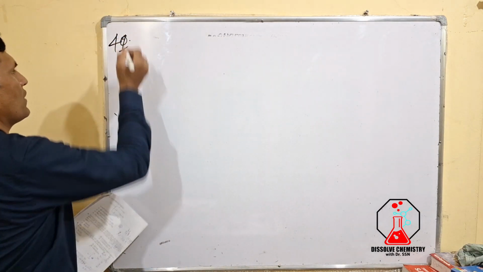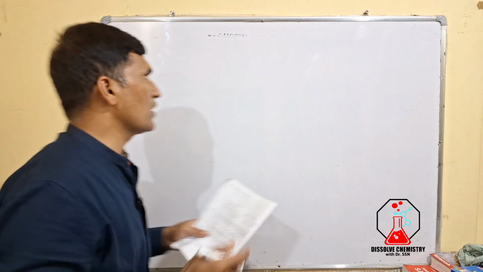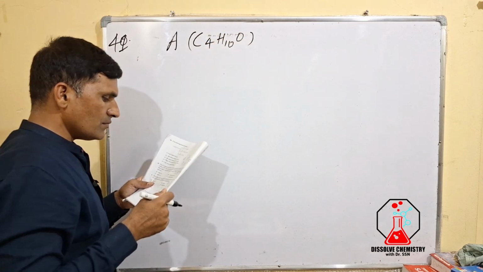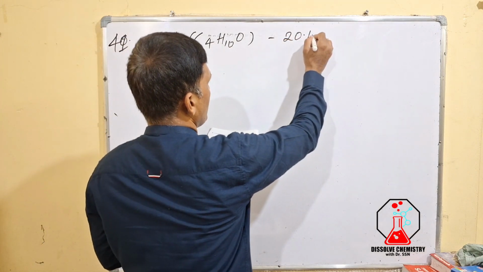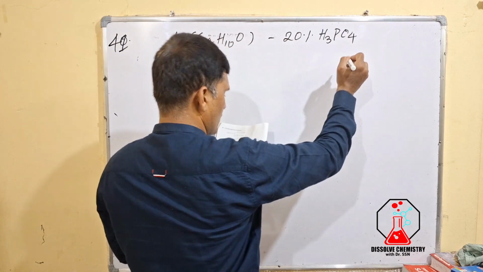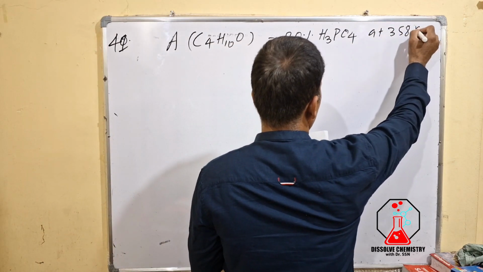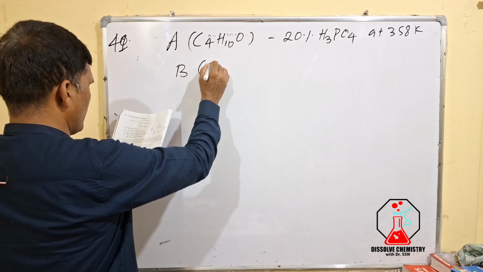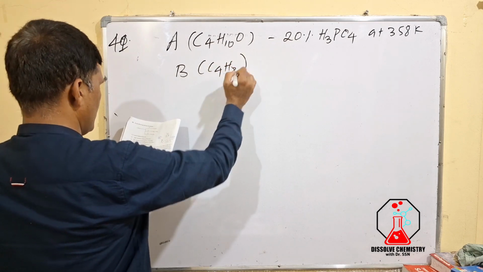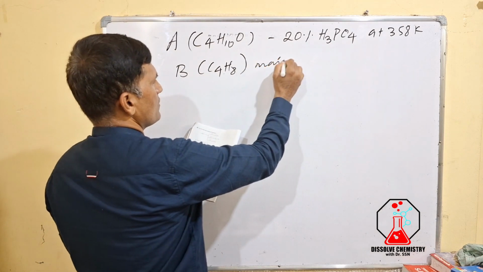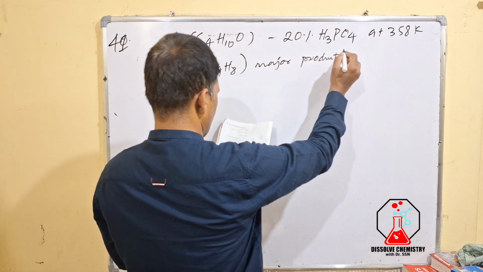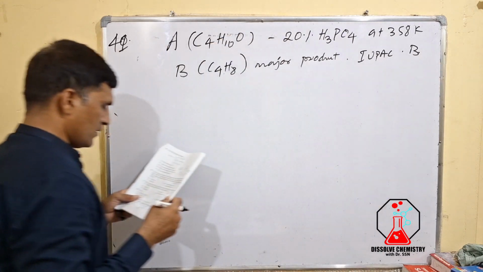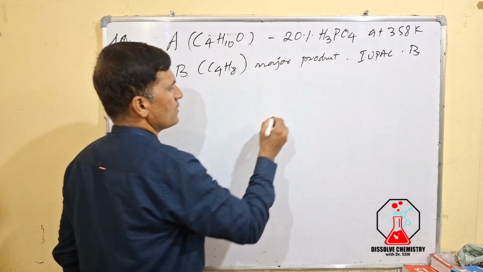Question number 41 is: a tertiary alcohol A, C4H10O, reacts with 20% H3PO4 at 358 Kelvin. It is going to give compound B, which has the molecular formula C4H8 as the major product. The IUPAC name of compound B is being asked. The options are given. So it is a tertiary alcohol.